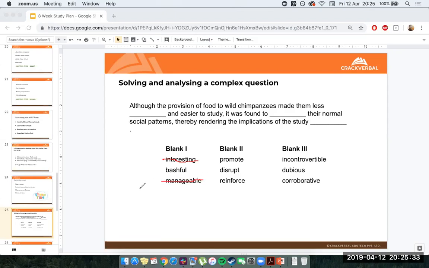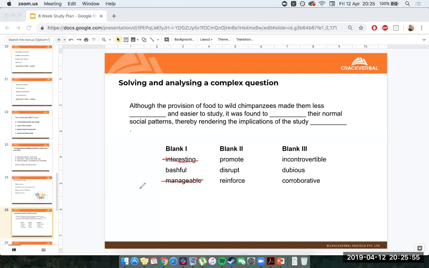So now, even though we didn't know the meaning of the word bashful, we still could get to the answer: bashful. Incidentally, bashful is shy. It's also one of the names of the seven dwarfs in Snow White and the Seven Dwarfs. But yeah, to be bashful is to be shy. So they were less shy, less hidden, and they came out and became easier to study. Great, right? Now we can move on to blank 2.